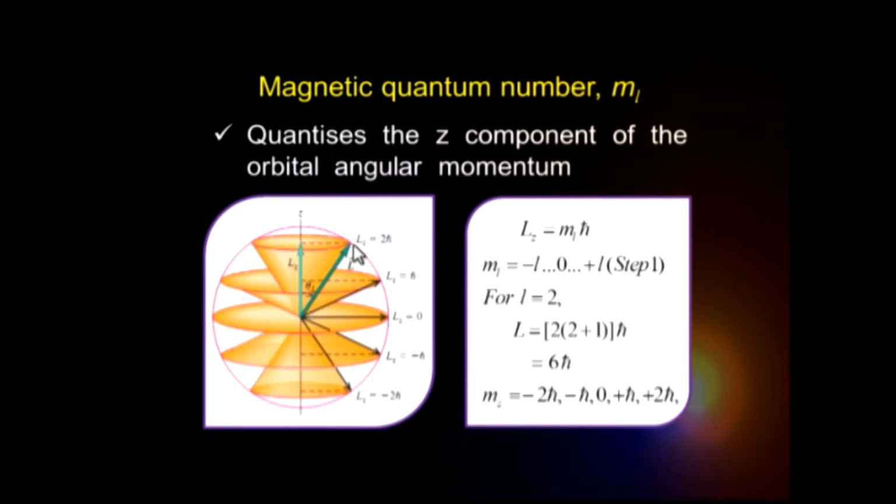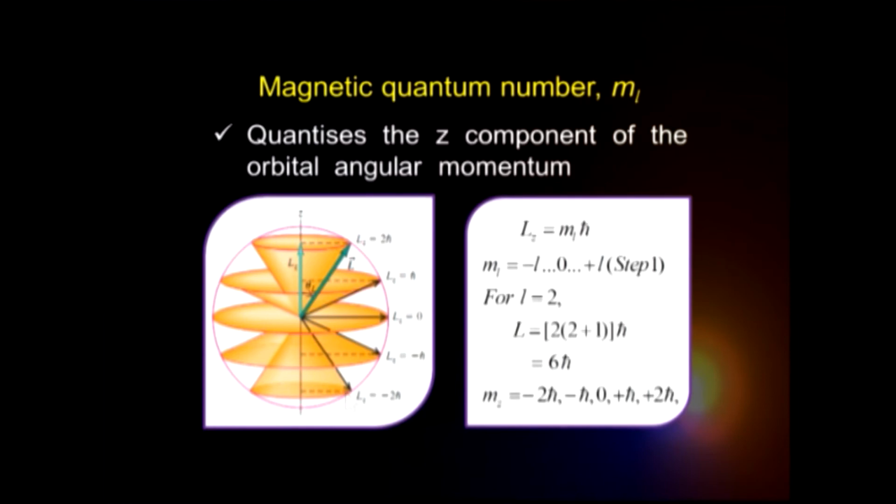What it means is, if I take the projection of this vector, which is of dimension √6 ħ, this can be this orientation, or this, or this, or this. It can take up only certain orientations, such that if I take a projection from here to here, this will be 2ħ. If I take this one, this will be 1ħ. This will give me projections of 0, -1, -2.